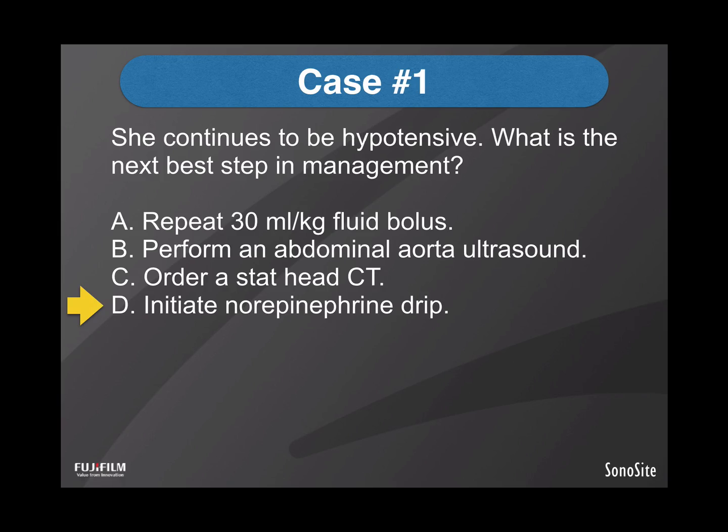And it's because she now has B lines, and more than that, if you actually go back to the systolic function, it's actually a little bit depressed, which we can see in about 50% of our septic patients. So now she's no longer fluid responsive, so that's why we initiate the norepinephrine drip.